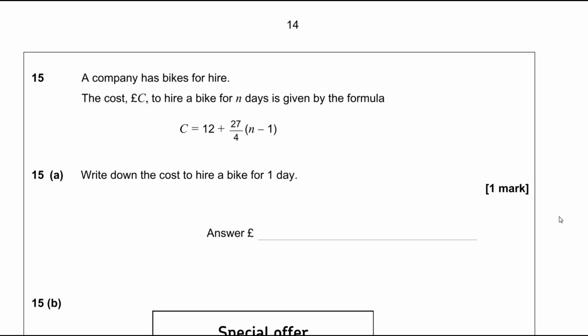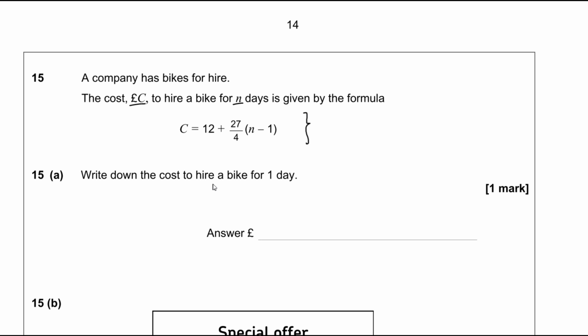A company has bikes for hire. The cost, C pounds, to hire a bike for n days is given by the formula. This is the cost, and this is the number of days to hire the bike, and the cost will be given by this formula.